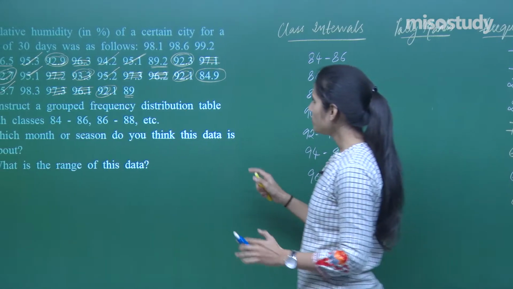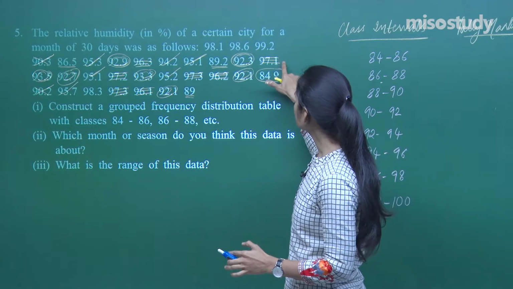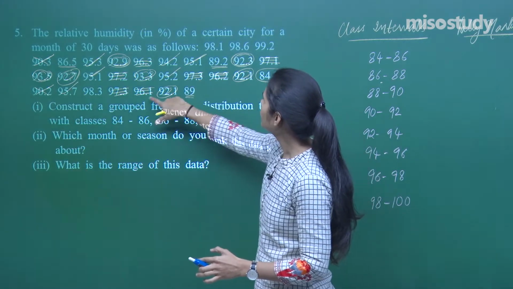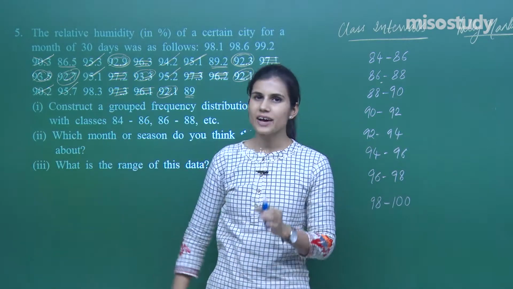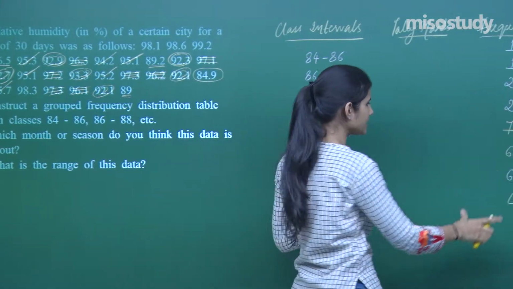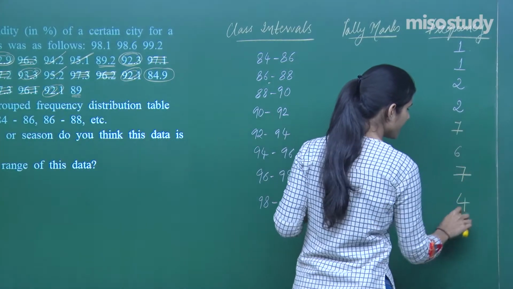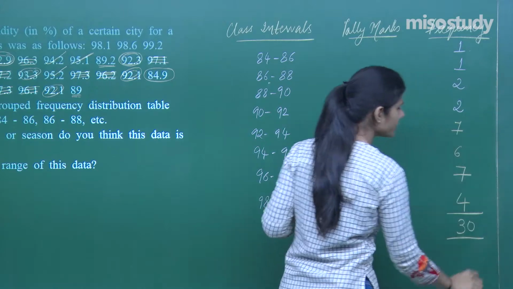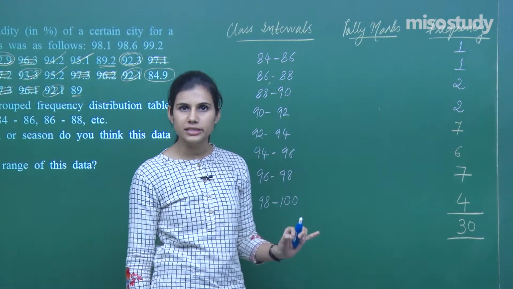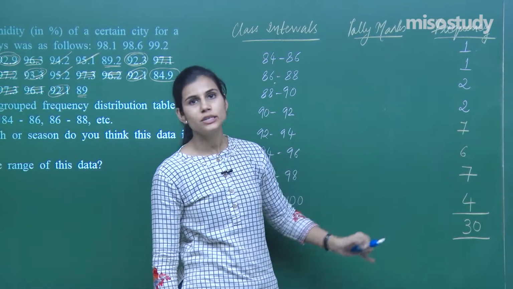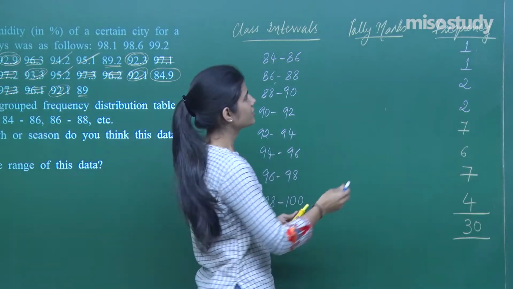Okay, so guys, here we actually have what? If I count, this is 1, 2, 3, 4, 5, 6 and 7. So 7 values are actually lying in 96 to 98 interval. So this is 7 and that gives us the total of 30. You can always check your total to be coming out 30 if you want to verify that your frequency column is marked correct. So let's just draw the tally marks.